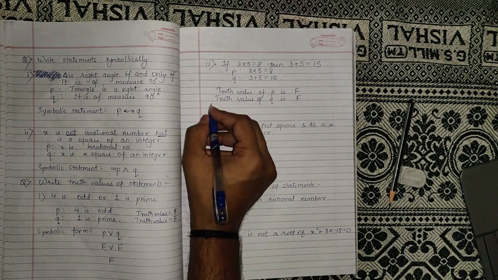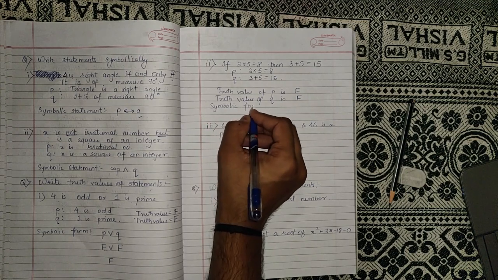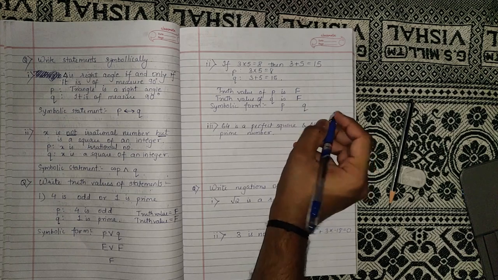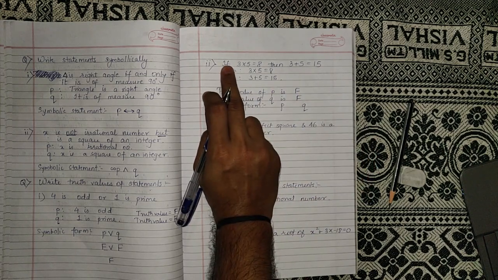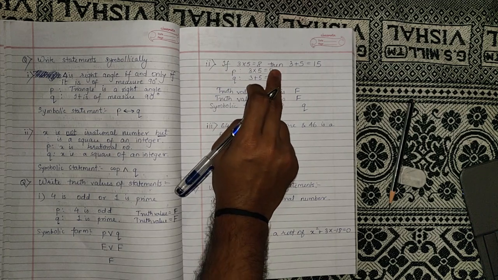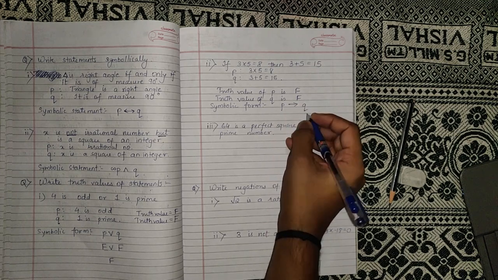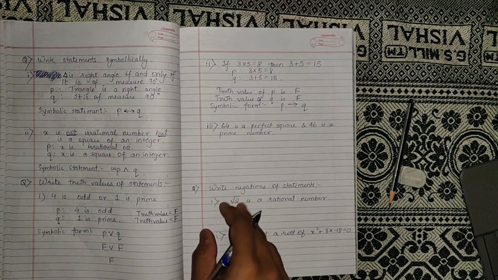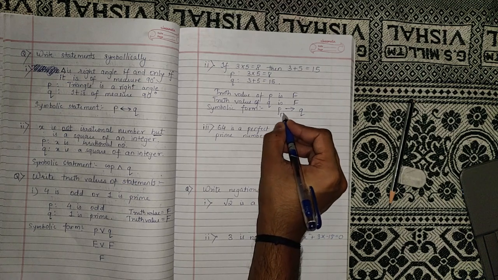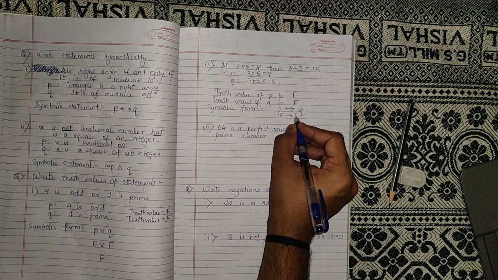Now we will write the symbolic form. That means writing using symbols. So we have statement P, we have statement Q, but it is an if and then statement. That means it is a form of implication. We have a single-headed arrow for this. Now we will substitute the value of P. P has the value F, single-headed arrow, Q also has a value of F.